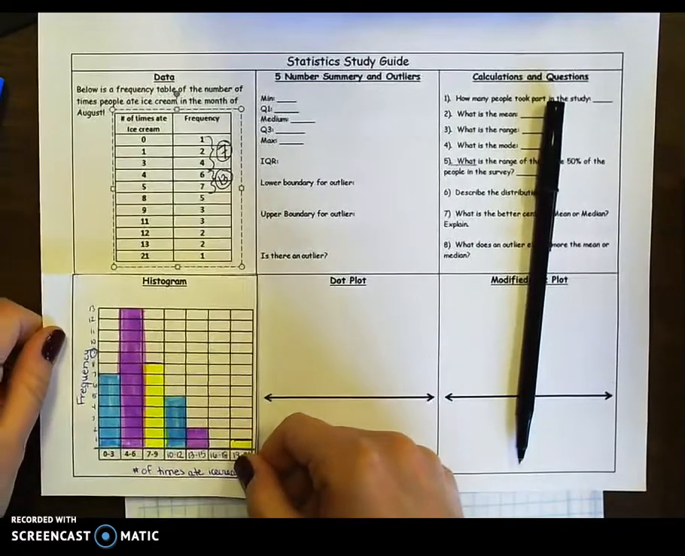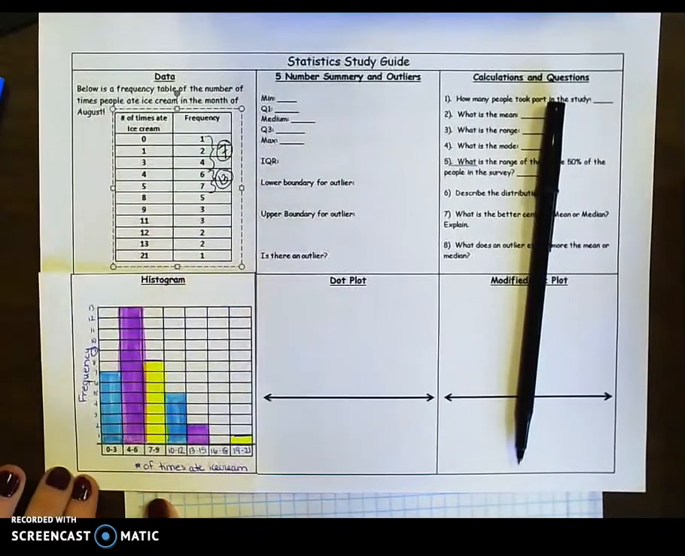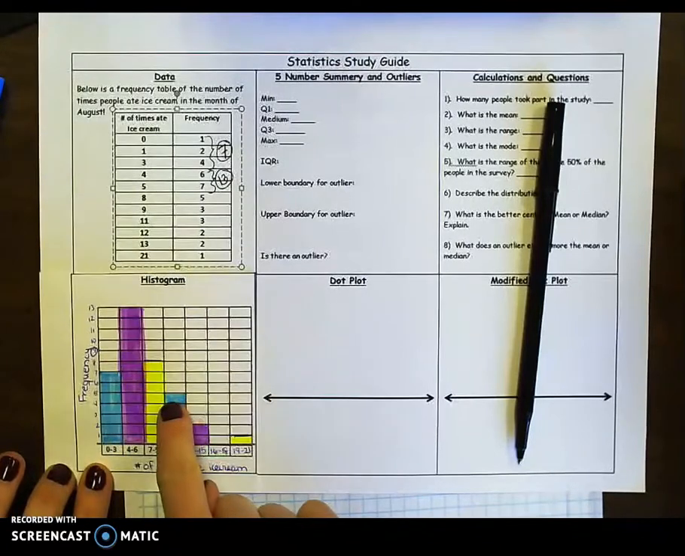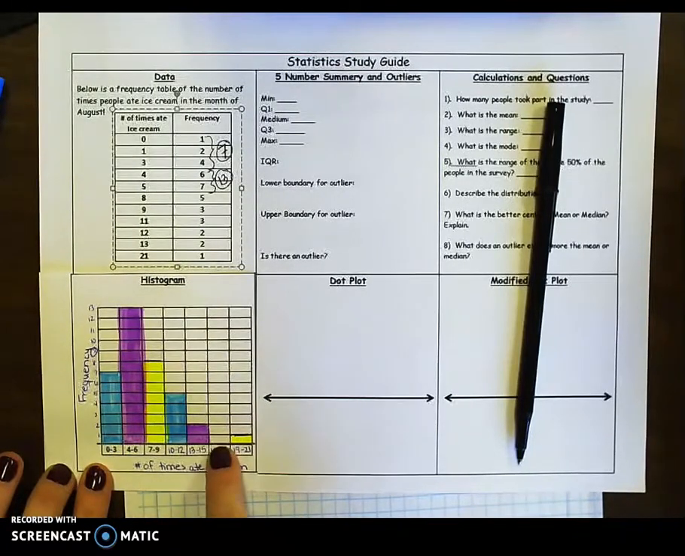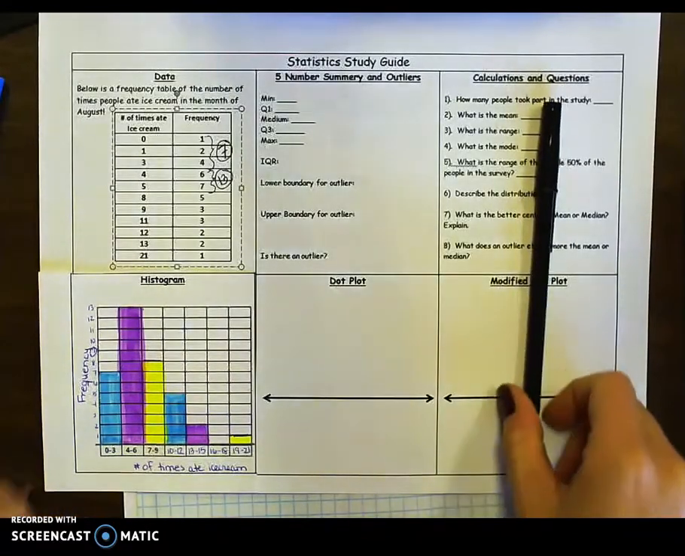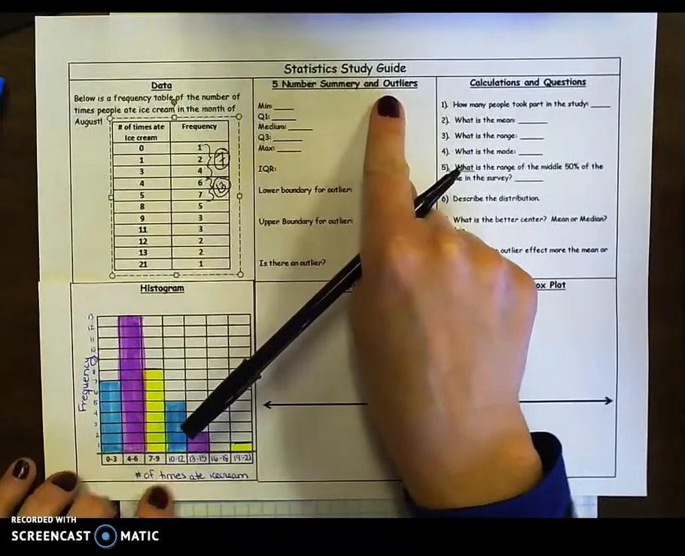All right, so let's take a look at our finished product here. So here we have our frequencies. We see we go from 7 to 13 to 8 to 5 to 2, 0, and then a frequency of 1. All right, next up, let's take a look at the 5-number summary and outliers.